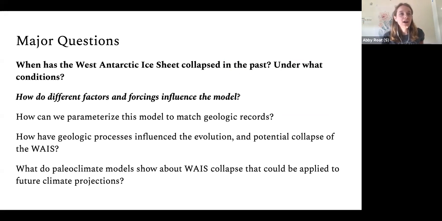And we asked a couple of questions. How can we parameterize this model to match geologic records like the IODP ice cores? How have geologic processes influenced the evolution and potential collapse of the WAIS? And what do paleoclimate models show about the WAIS collapse that could be applied to future climate projections, which is one of the reasons why it's important to study Antarctica.